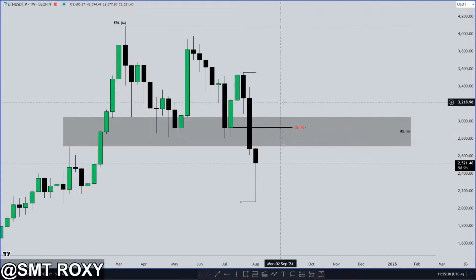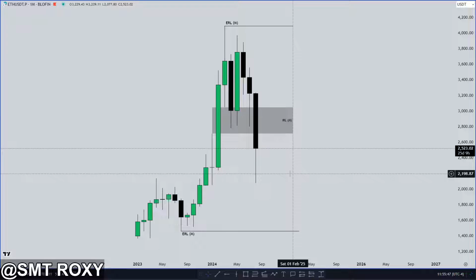Oh yeah, but if we do form that, I'm gonna want to see this get inverse, and I'm gonna want to see us close at least inside of the monthly PD array, for sure. But this month just started, so again, just being patient, waiting to see how this monthly candle closes.